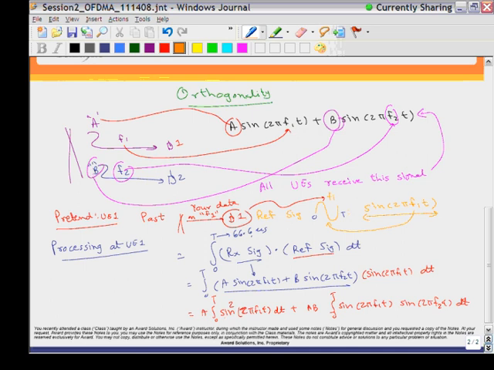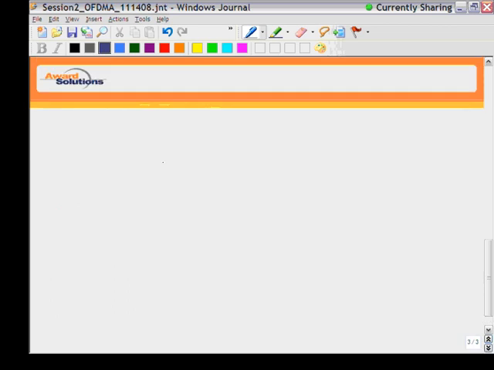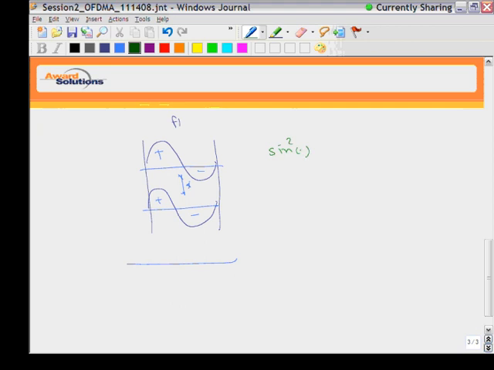Let's see. So we have sine and square of the sine wave. We have a sine wave f1, another sine wave, and now we are squaring them, so we are multiplying them. So let's multiply. This is positive, this is positive, this is negative, this is negative. So now if you want to do sine square, let's multiply those sine waves. Sine wave here, sine wave here.